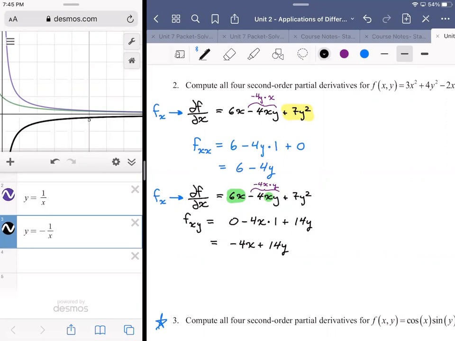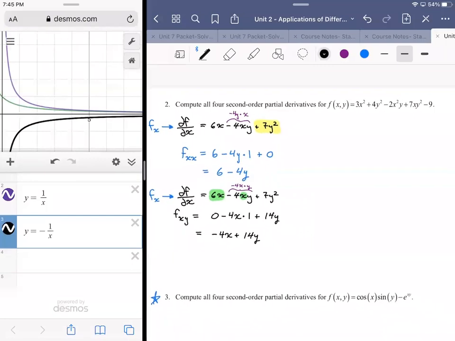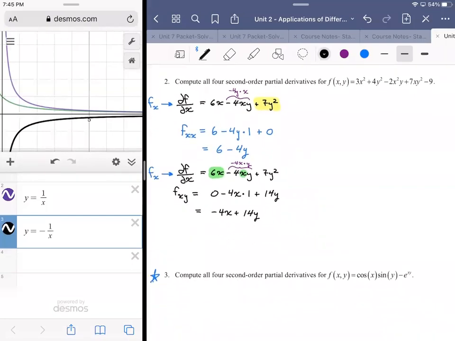Now, there's a nice rule that tells us that if the function is continuous, which is why we talk about continuity, then the mixed second order partials will be equivalent to one another. So f sub xy and f sub yx are actually going to be the same, because this is a continuous function because it's polynomial, right? It's got x's and y's in it, but there's no instance in which the function would not exist, right?